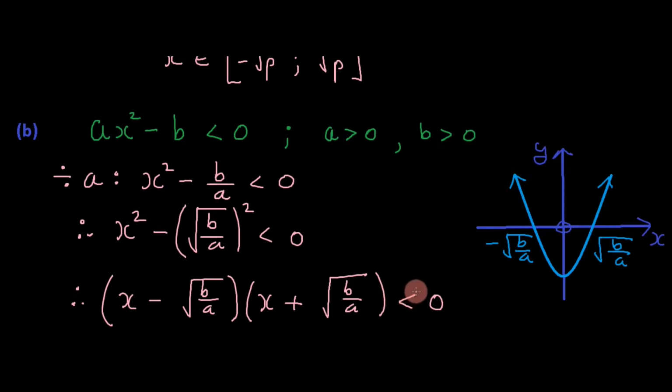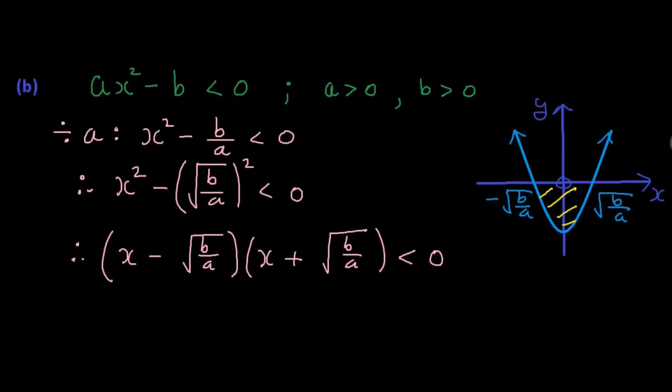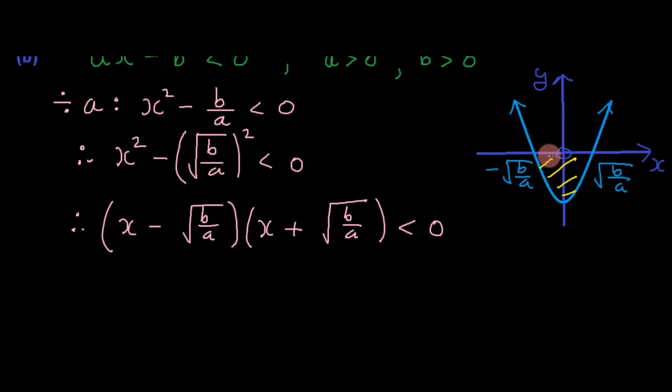We want the parabola to be negative, less than 0. In other words, below the x-axis. And we see that for this region, it's going to be below the x-axis, or negative. So we can write down the answer. It will be for all x's between this point and this point over here. So then our answer will be x is greater than negative square root b over a, but less than positive square root b over a.